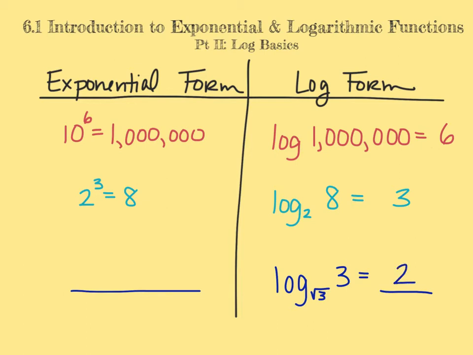So now our expression is complete in log form. We want to write it in exponential form. Our base is the square root of 3, our exponent is 2, and the output was 3.